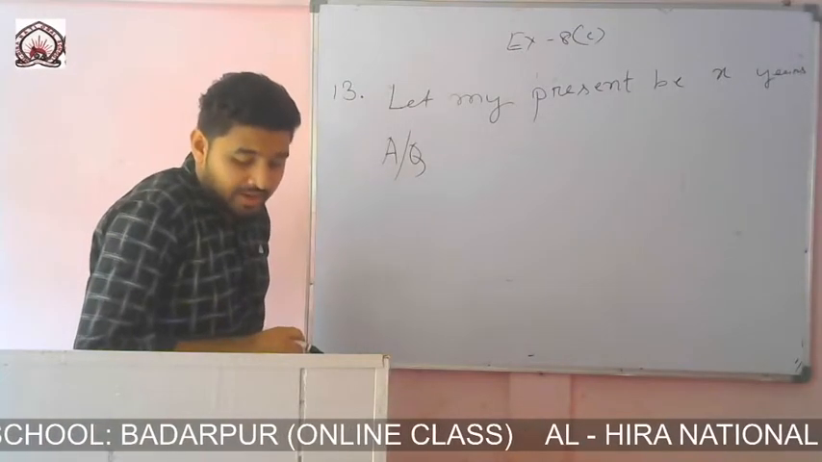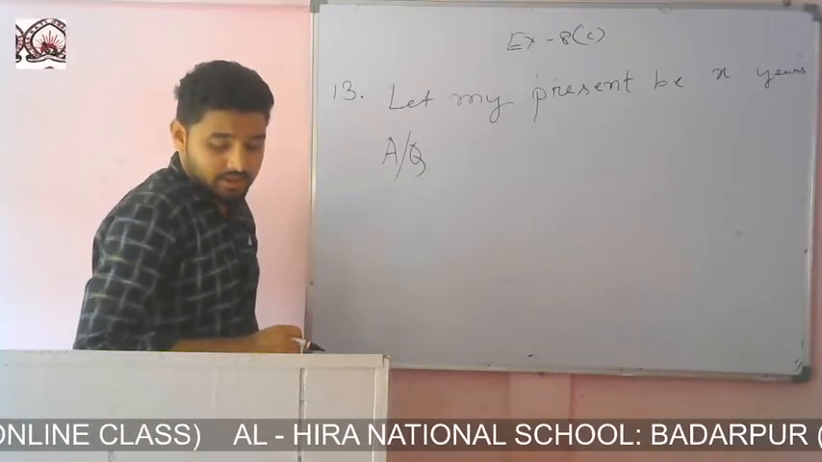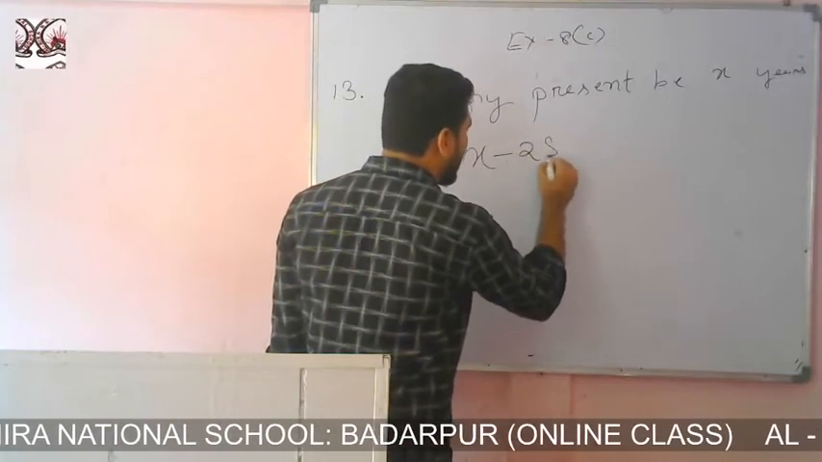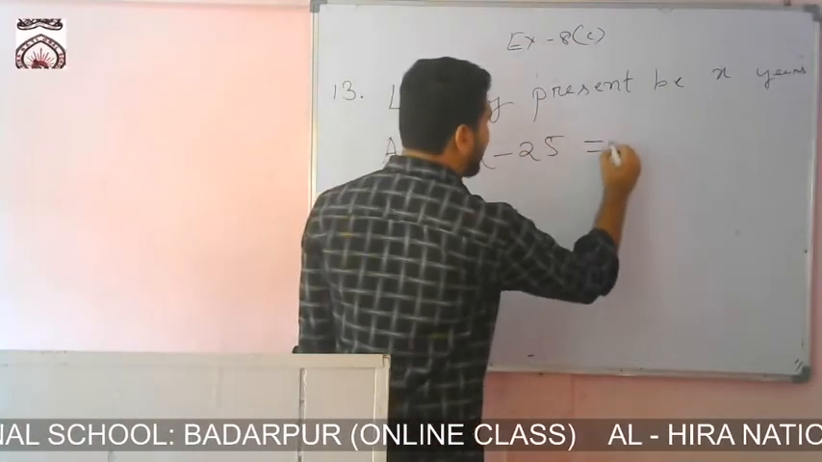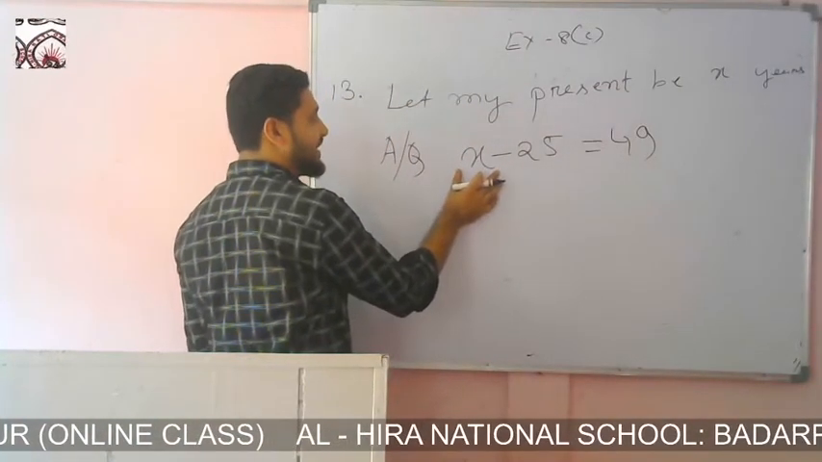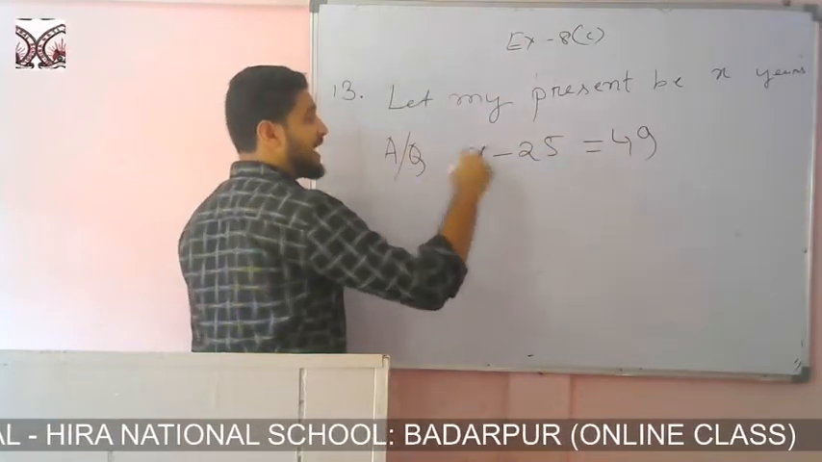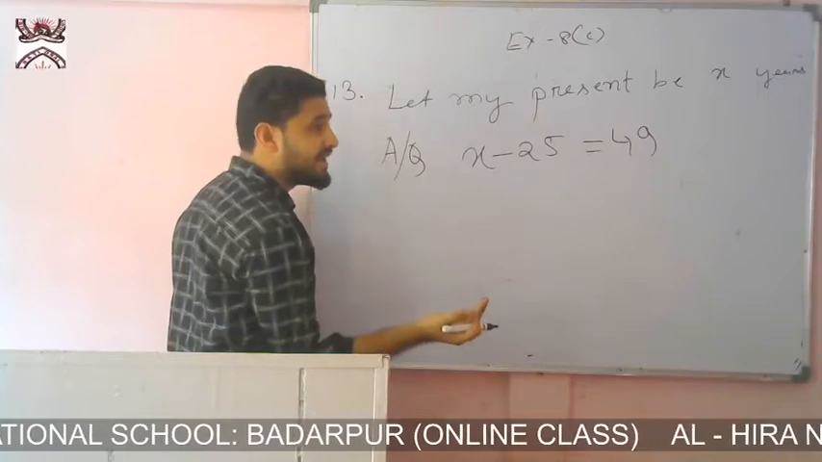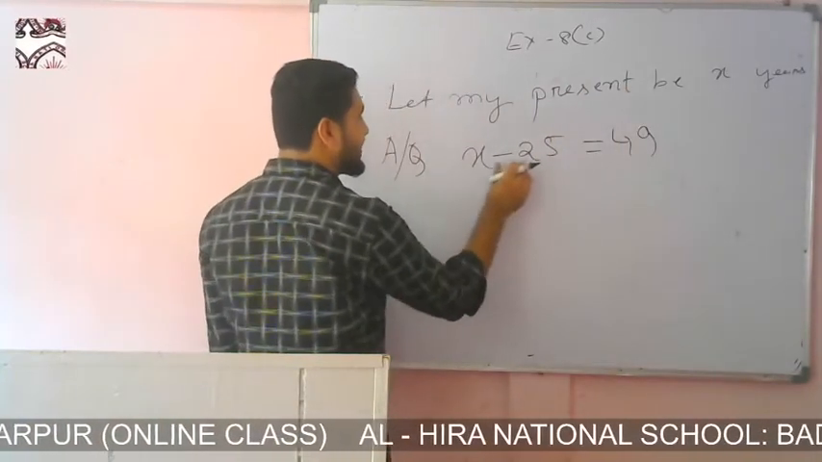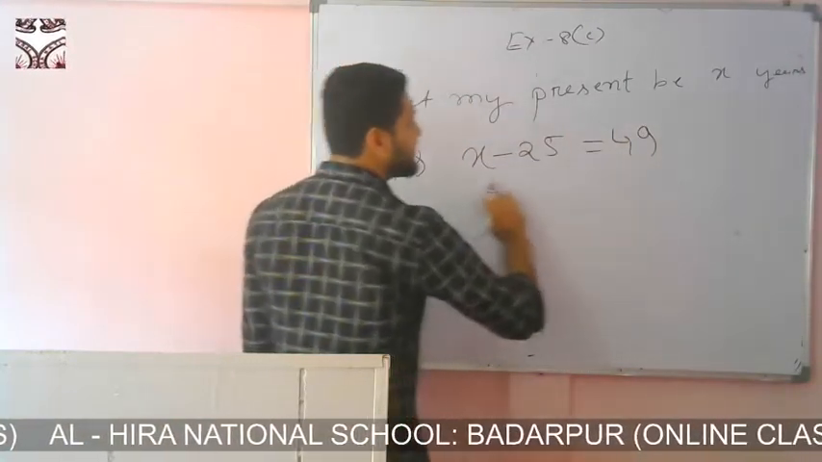According to question, 25 years ago, if you find ago, that means also you have to subtract. My age was 49. So if I subtract from my present age 25, then I can write my age was what? 49. That is the present age. We don't know the present age. We let it x. From that, if I subtract 25 years, then I will get what? 49. Because it is said in the question that 25 years ago my age was 49. Okay. So from the present age, if I subtract 25 years, then I will get what? 49. So this is the required equation.